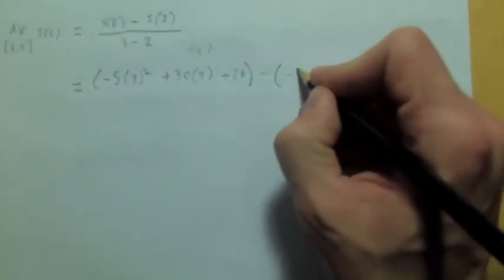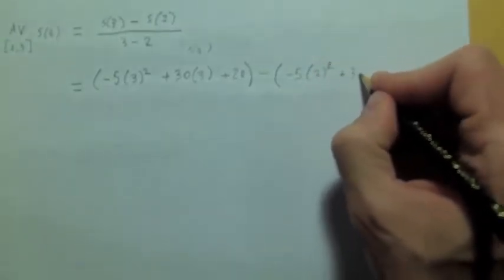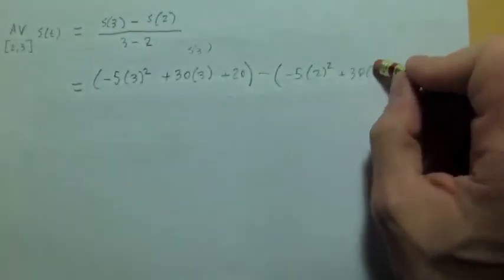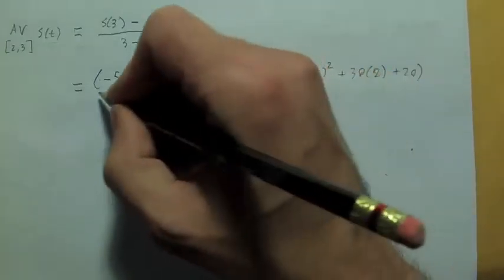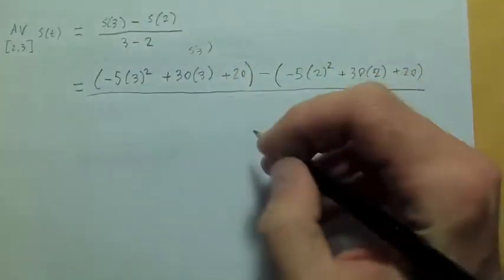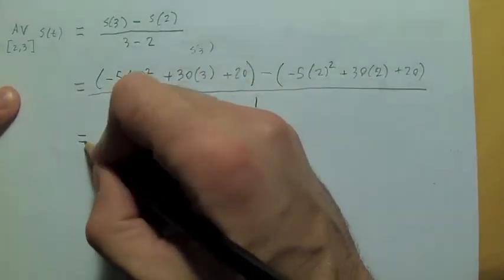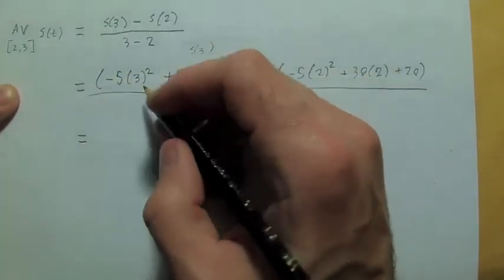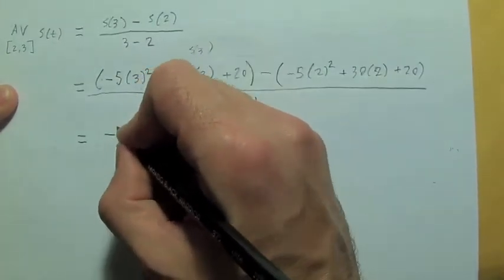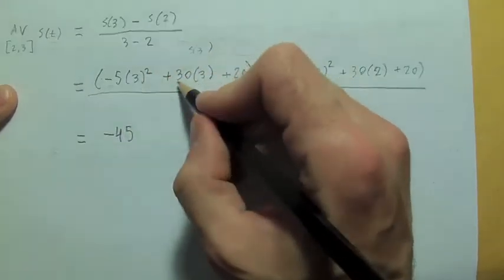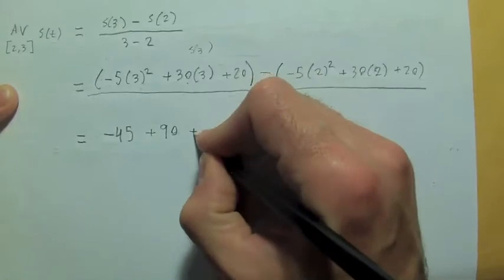S of 2 is negative 5 times 2 squared plus 30 times 2 plus 20, all over 1. And so actually this fraction disappears, thankfully. And so now we are going to have negative 5 times 9, which is negative 45, plus 30 times 3, so that'll be plus 90, plus 20.